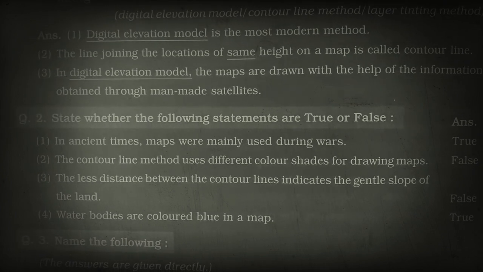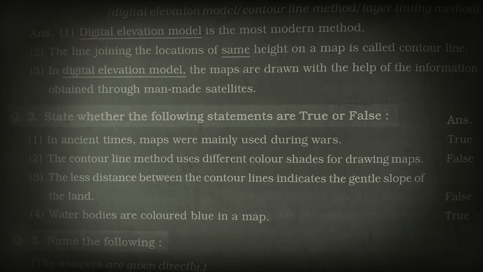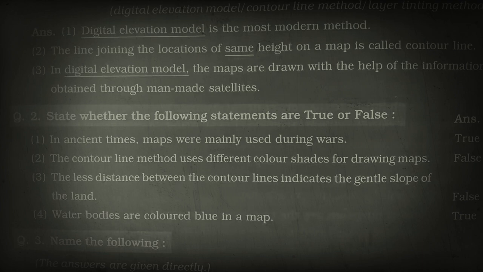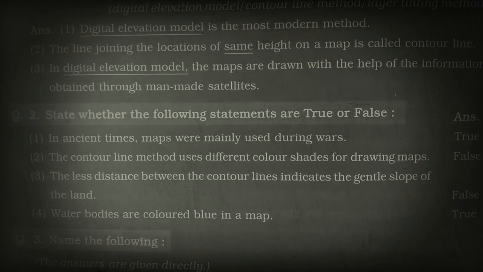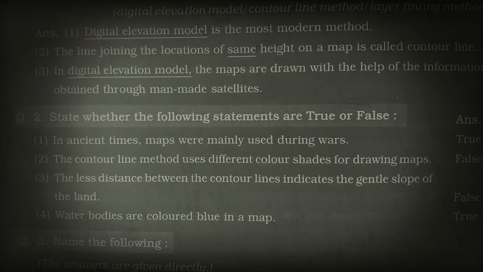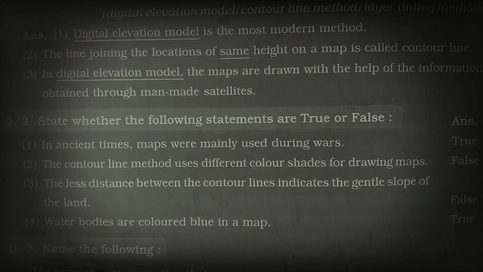The contour lines method used different color shade for drawing map. Answer is false. The less distance between the contour line indicate the gentle slope of the land. Answer is false. Water bodies are colored blue in map. So the answer is true.